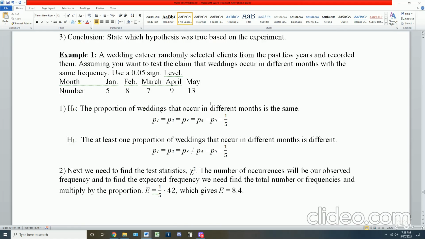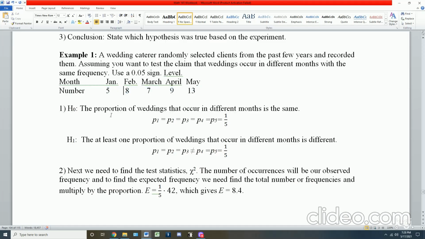Okay. So it says a wedding caterer randomly selected clients from the past few years and recorded them. Assuming you want to test the claim that weddings occur in different months with the same frequency, use a 0.05 significance level. Okay. So here's our frequency distribution: January, February, March, April, May. And here are the numbers we found for this caterer for the months, the wedding portions.